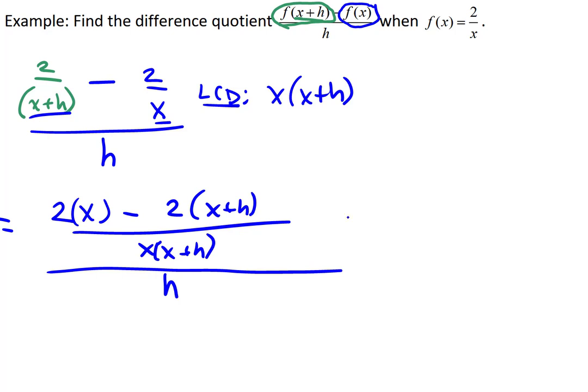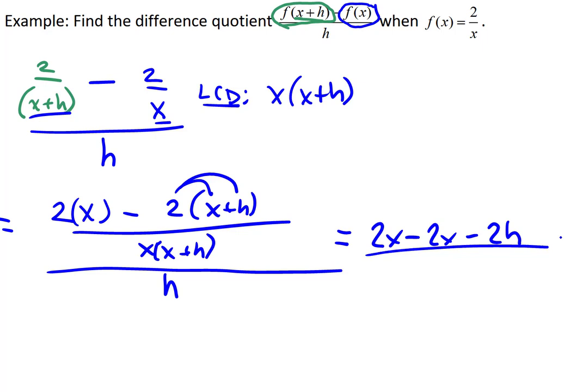Let's start to clean things up. If we take it another step, we could distribute the 2 in our numerator and eventually end up here with 2x minus 2x minus 2h over, now we have x times x plus h in the minor denominator, and then that's all over h. So we can simplify that just by multiplying the h times the x plus h.